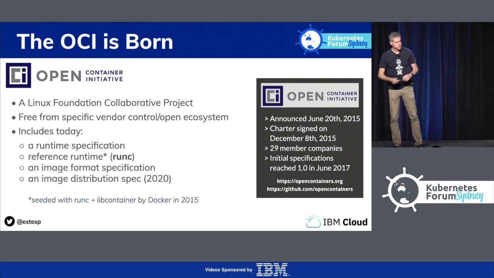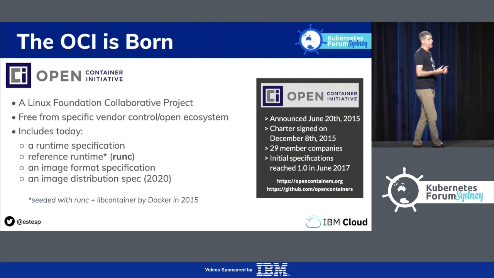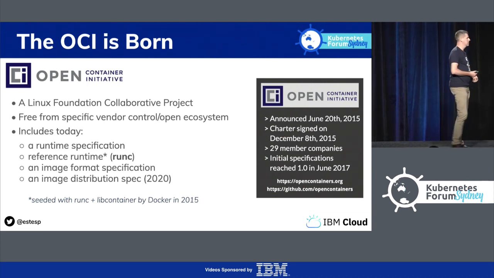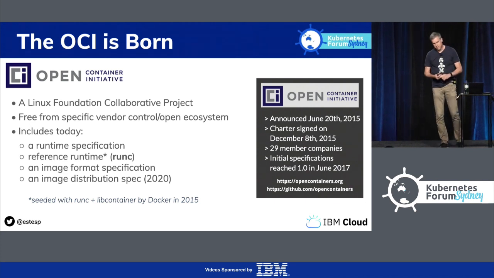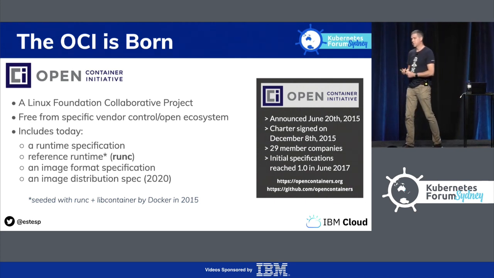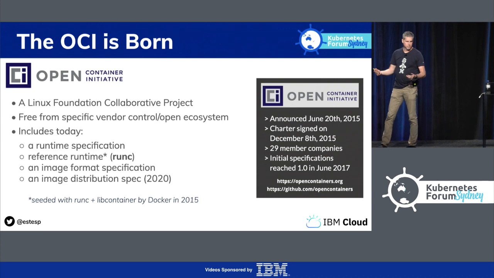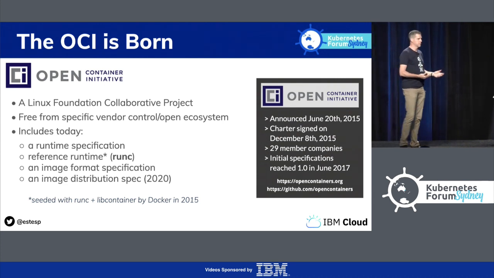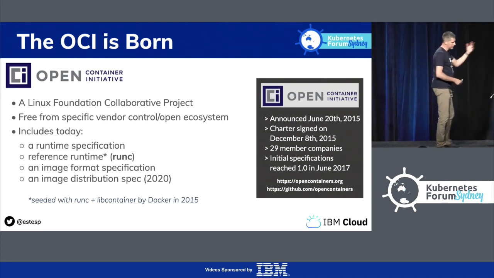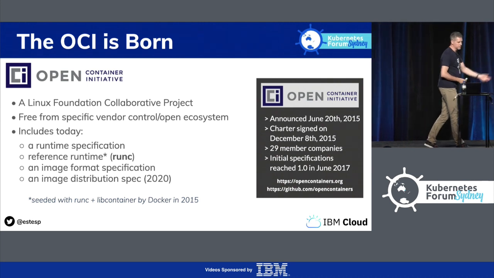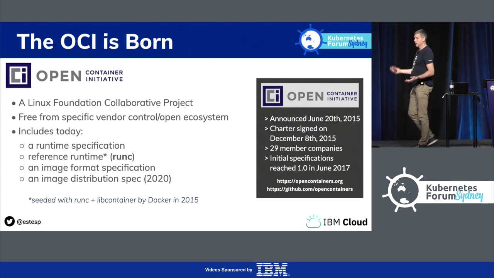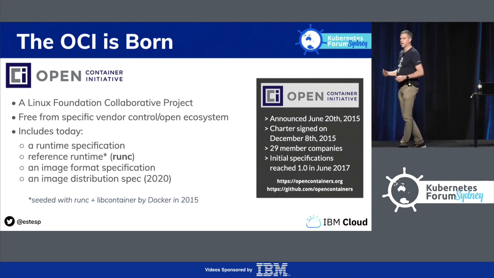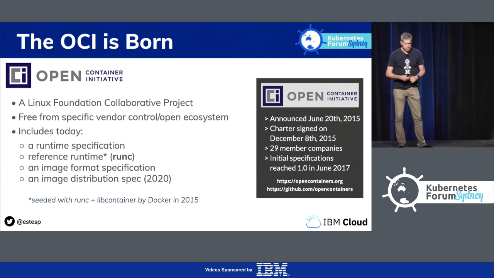Many member companies have joined since. And out of that has come a runtime spec, which has been at a 1.0 release since the middle of 2017, and an implementation of that called runC that many of you have heard of. You probably know that when you run Docker, that talks to containerd, and containerd drives runC. And also an image format that has then led to the distribution spec.